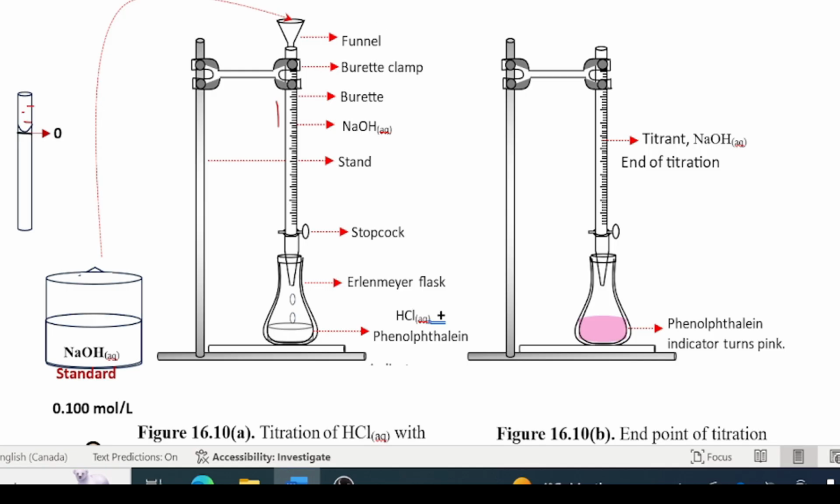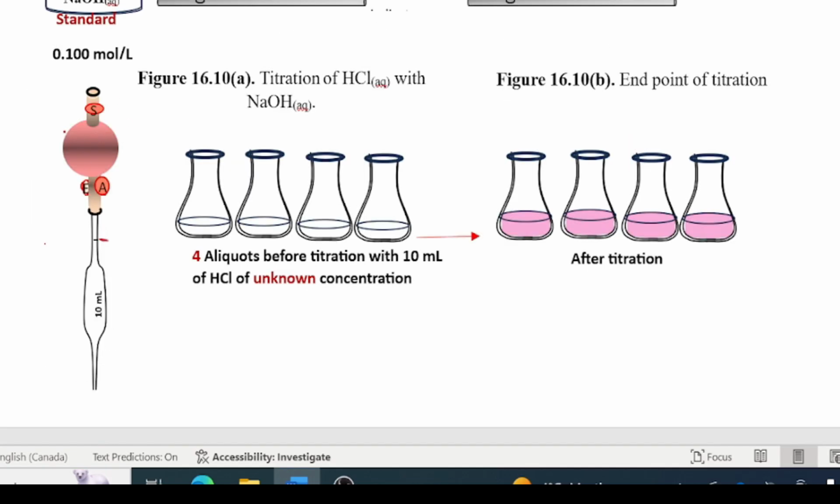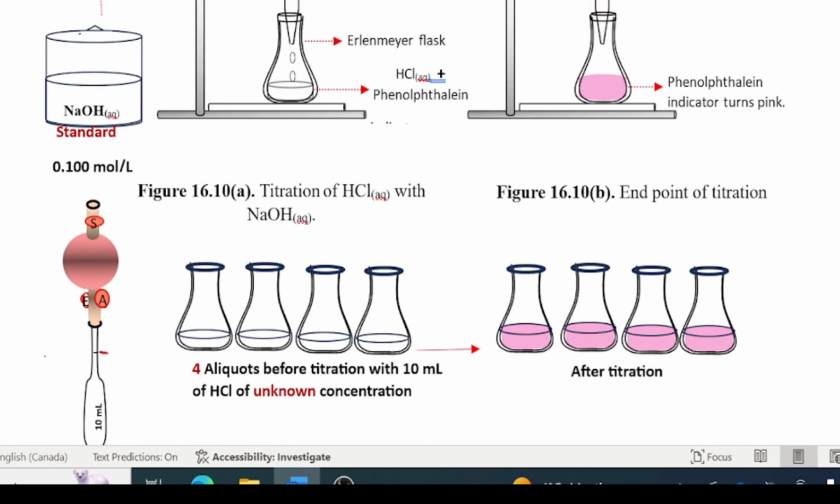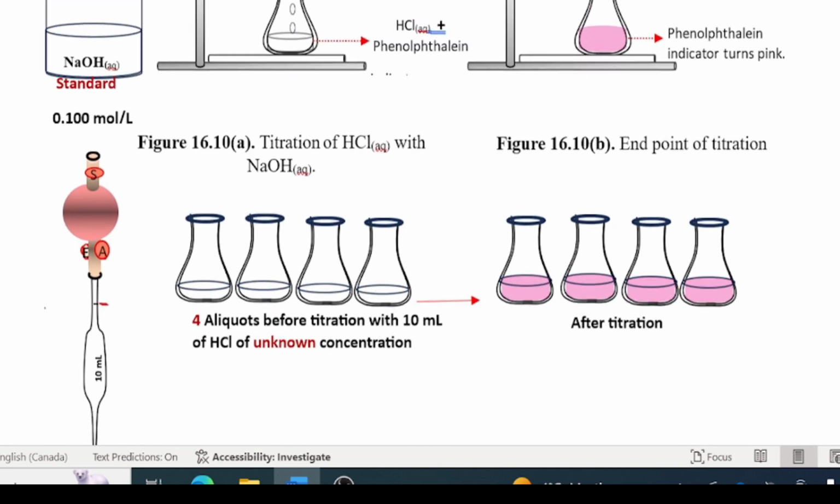Let's talk a little bit more about this pipette here. You have different sizes of pipettes. You have a 1 milliliter pipette, 5 milliliters, 10 milliliters, 20, depends on what you want to do. In this case, we're using a 10 milliliter pipette. How do you use that? We use this to get a certain volume of the solution that you want to analyze.